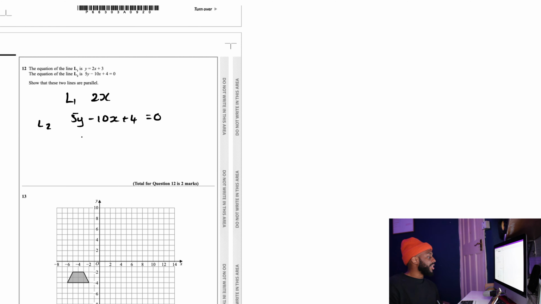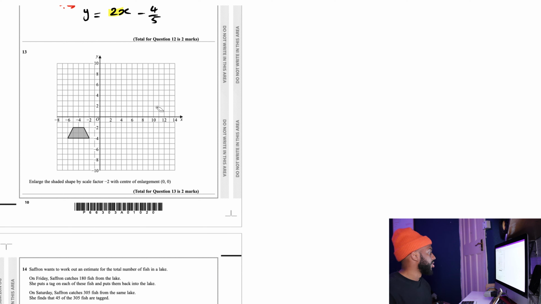We need it in the form y equals mx plus c, so I'm going to just rearrange that a little bit. Plus 10x minus 4. I didn't need the plus there. And then to get y as just y, we need to divide everything by 5. So that's going to become 2x, and that's going to become minus 4 over 5. So I just wanted to write divide by 5 there. And that's it. Now you can see they've got the same gradient, so we've shown that they're parallel.